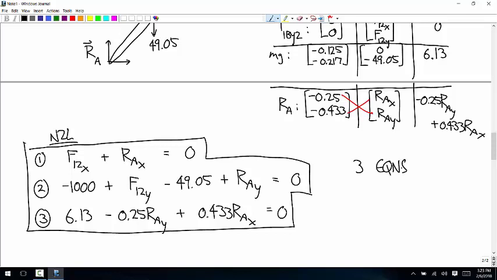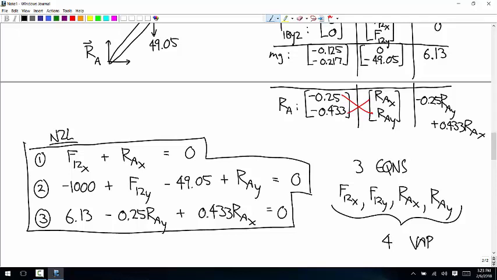So we have three equations. How many variables do we have? We have f12x, f12y, RAX, RAY. So three equations, but four variables. Okay, so that's bad. It's not so bad, but you can't solve anything.